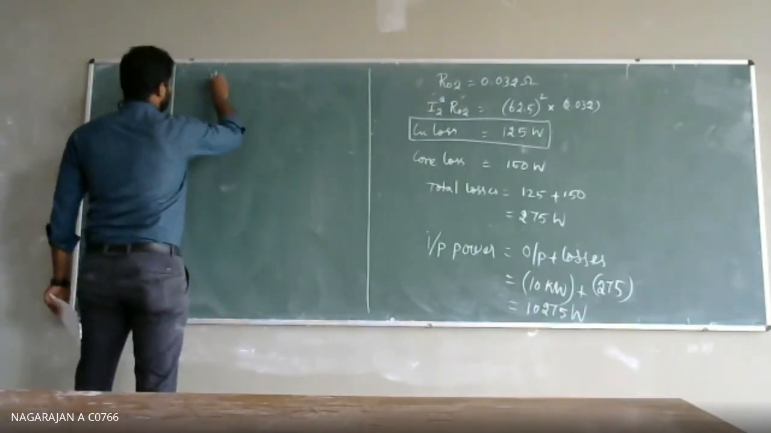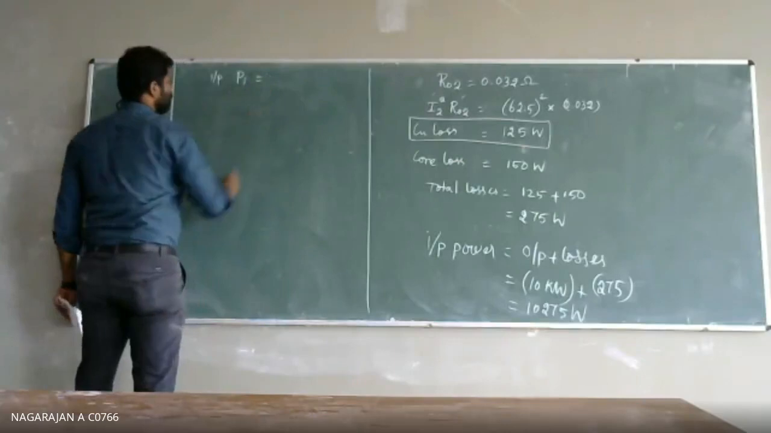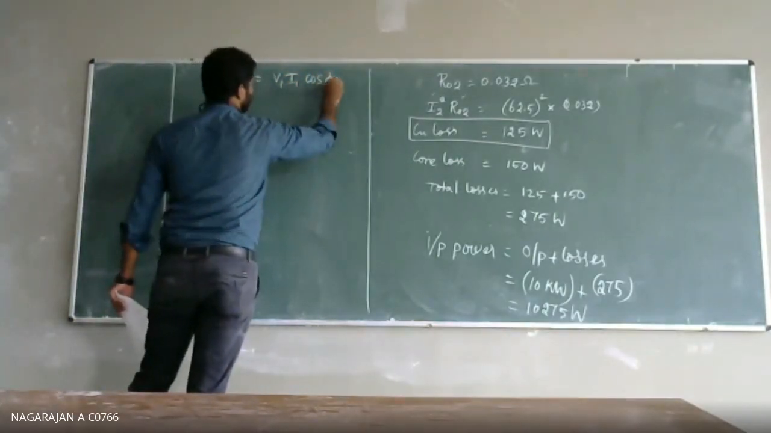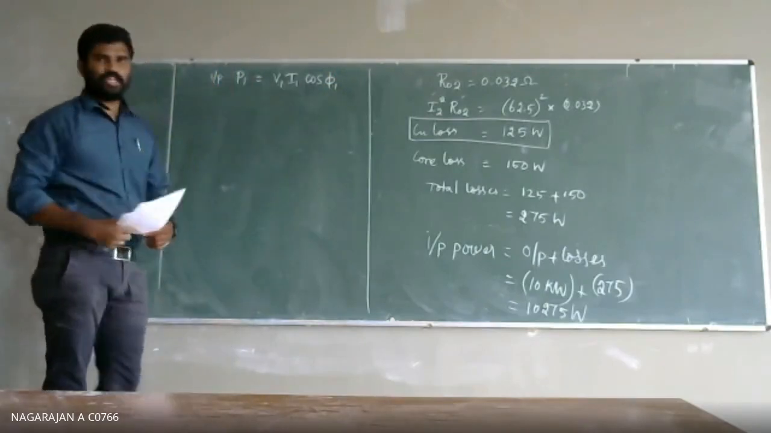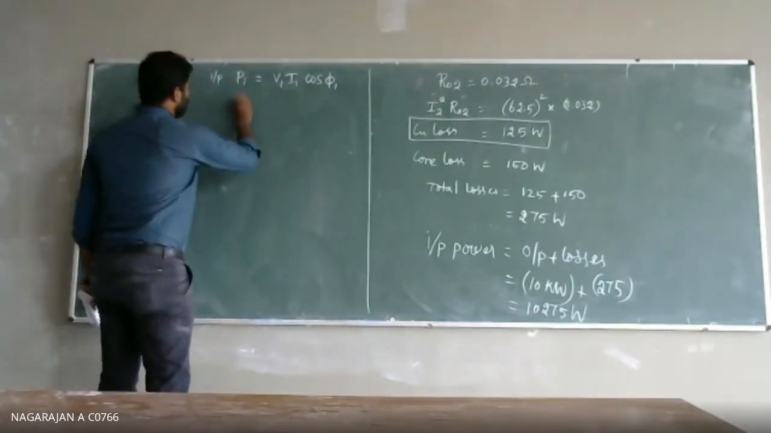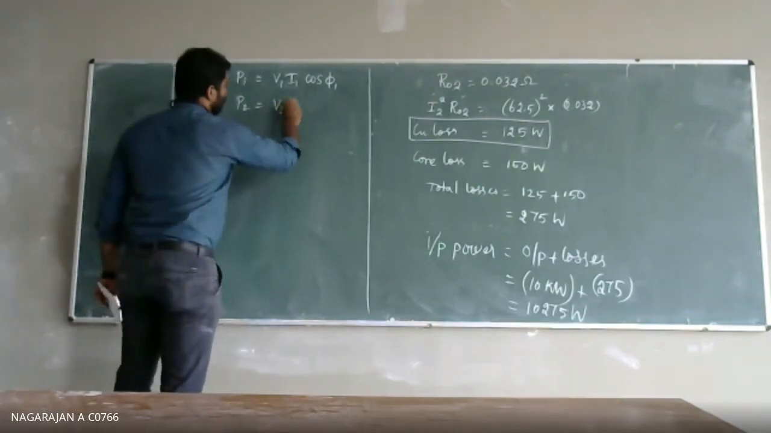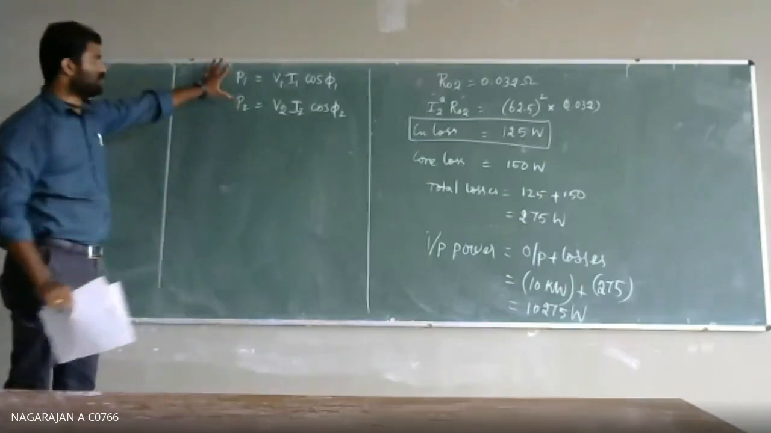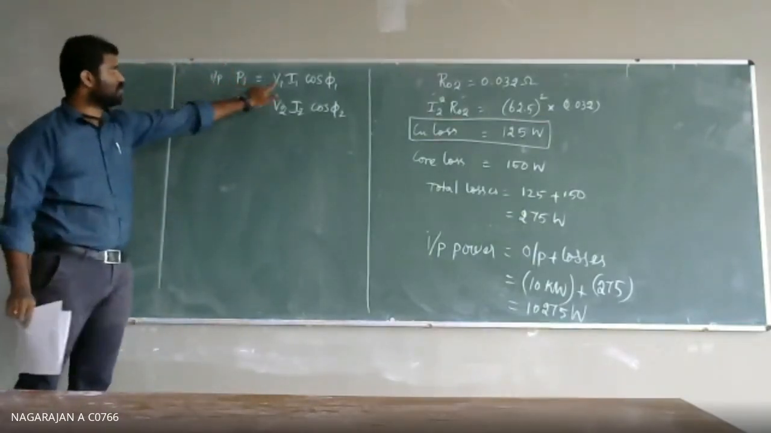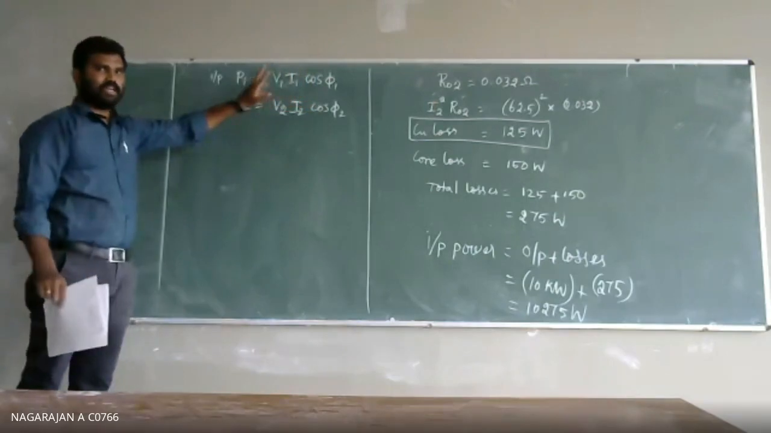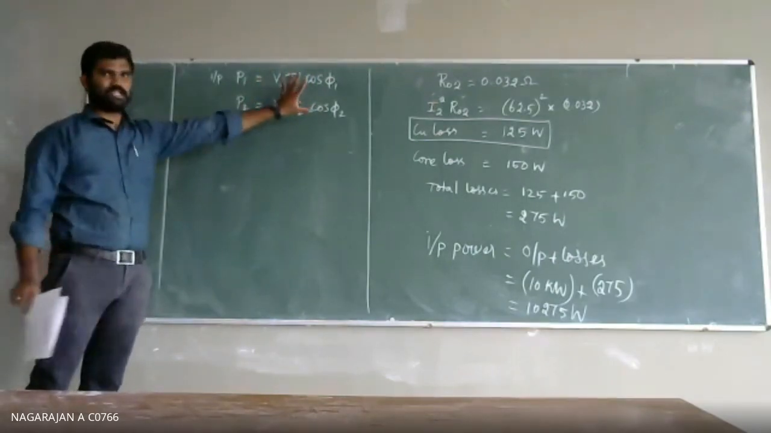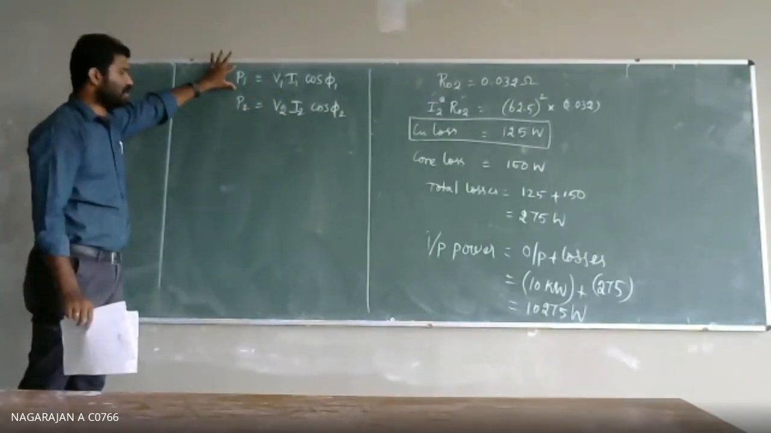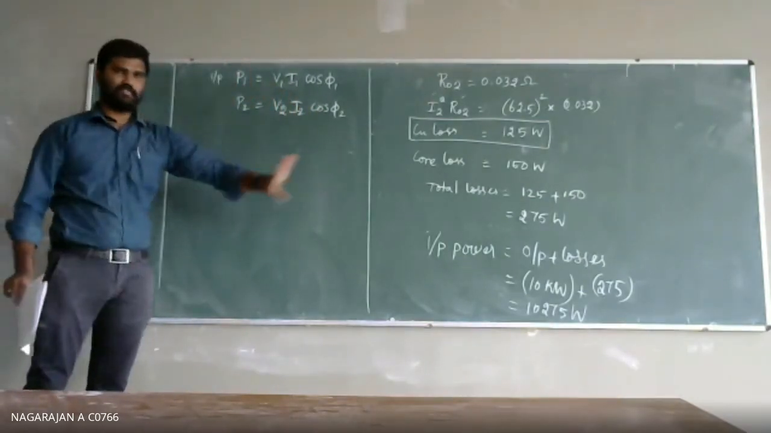The input power is equal to V1 I1 cos phi 1. So we wrote the output equation as P2 equal to V2 I2 cos phi 2. Now the difference between these two: input power is given with the suffix of 1 and output is given with the suffix of 2. That is the difference, but the equation is same. So now we have calculated input power value, which is 10,275 watts.